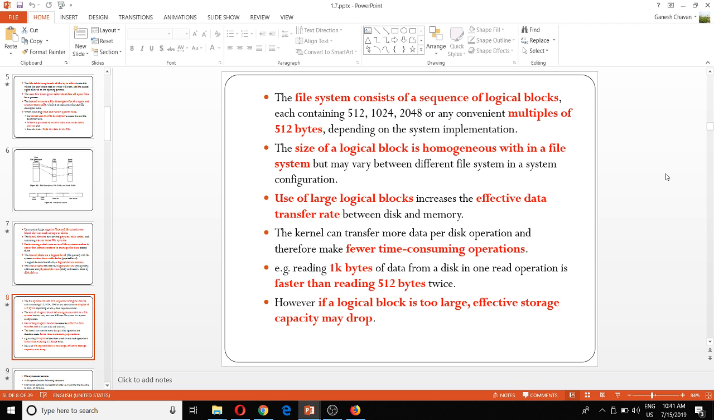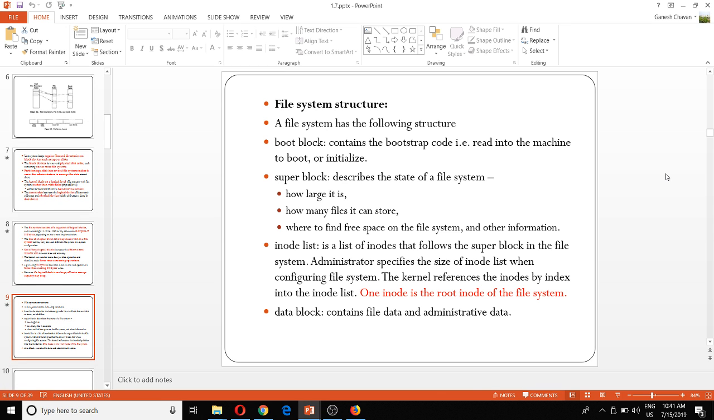Use of large logical blocks increases the effective data transfer rate between the disk and the memory, which in turn speeds up the operations. The kernel can transfer more data per disk operation and therefore make fewer time-consuming operations. However, if a logical block is too large, effective storage capacity may drop. A file system has the following structure. The boot block contains the bootstrap code that is read into the machine to boot or initialize the operating system.